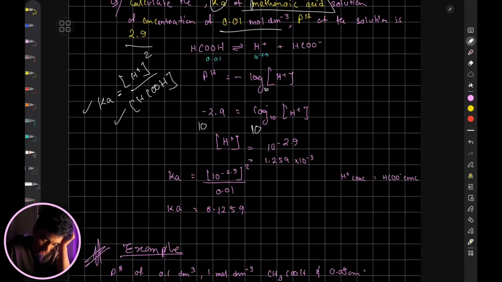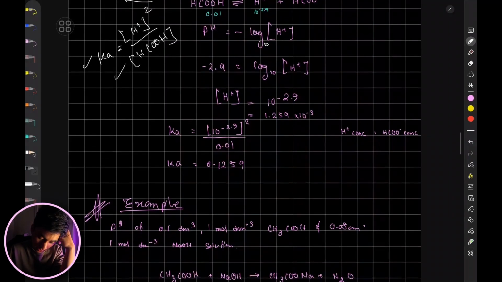Again, 10 to the power of log base 10 gets cancelled off. I've explained this above, so revisit that. And this is your concentration of H plus after being dissociated.